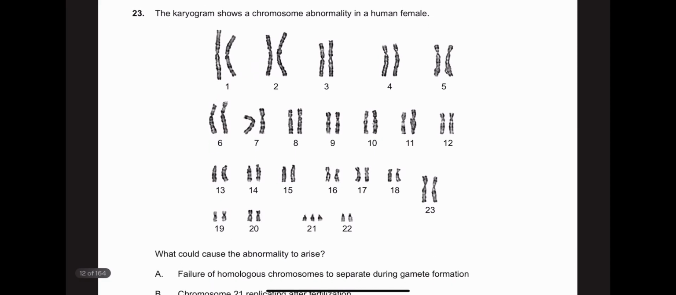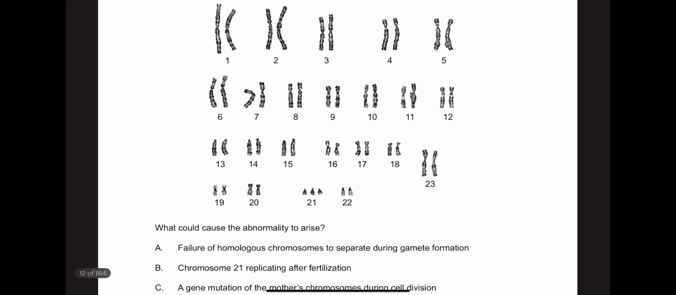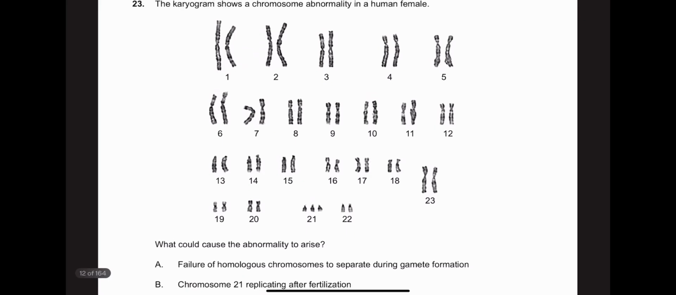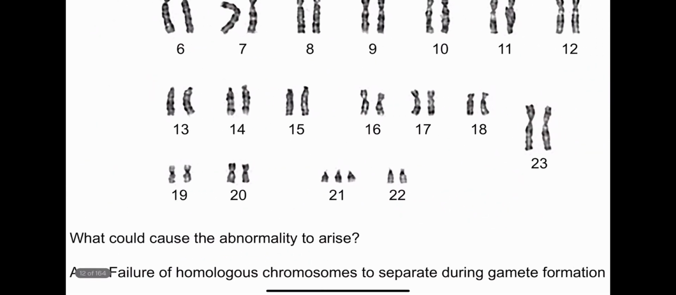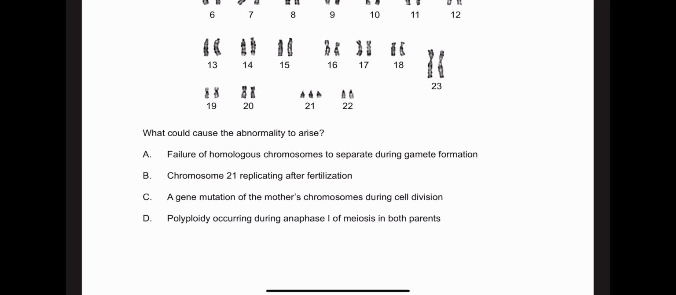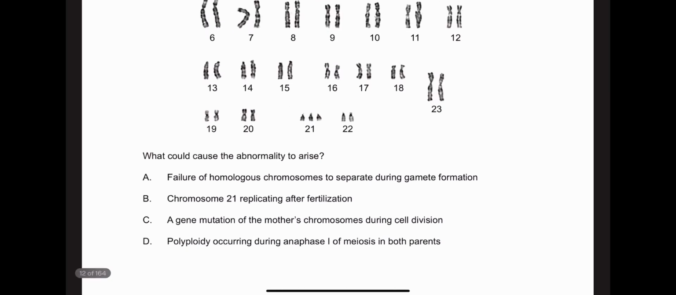A karyogram shows a chromosome abnormality in a human female. What could cause the abnormality to arise? So we have this abnormality here, chromosome 21. We're seeing a triple chromosome there, trisomy 21. Okay, what could cause the abnormality to arise? Okay, failure of homologous chromosomes to separate during gamete formation. Generally, what we know about trisomy 21, this is the one that's going to be correct, but let's just read the others.